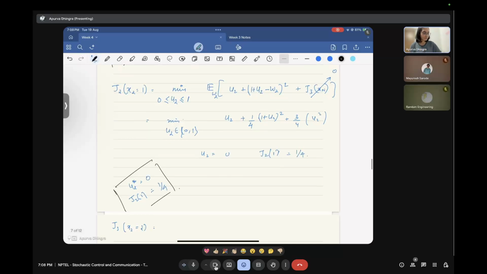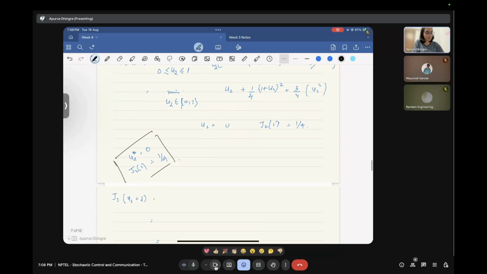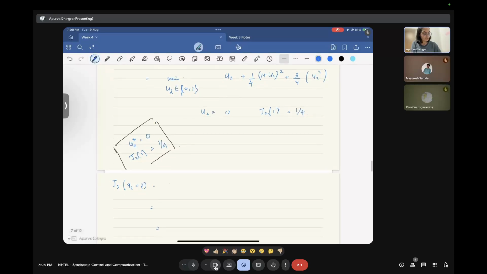Okay, same thing we have to repeat for x equal to 2 also, but x equal to 2 is even easier. Now here, what are the allowed values of u2? u2 can only be 0, that's it, there's nothing else that is allowed. So that's it, we just have to compute this for u2 equal to 0. So that is 7/4.